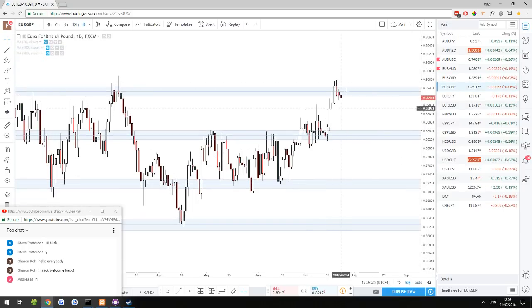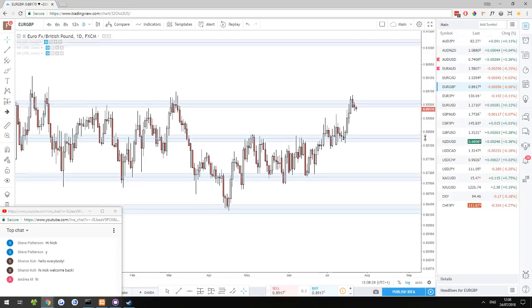EURJPY, this one's hitting this resistance area. This is a very strong resistance area. Is anyone short on this one? I don't think I saw it posted to the forum, so I'm assuming not. Although not all trades are posted to the forum, because a lot of people enter trades and don't post them. But yeah, not posted to the forum, definitely. So I'm not sure how many people are in this one, if any.